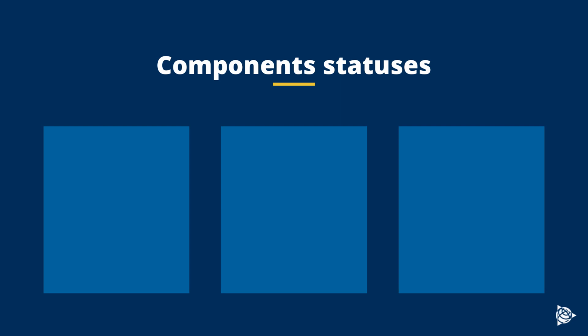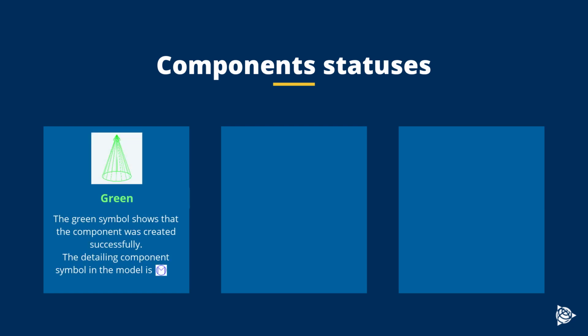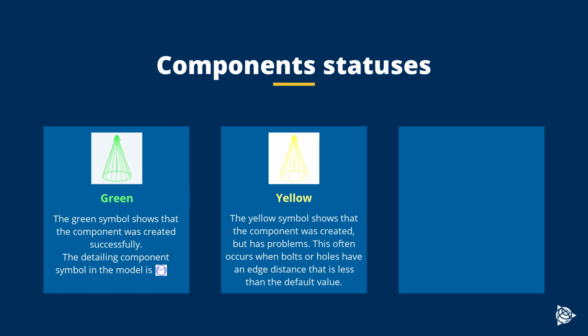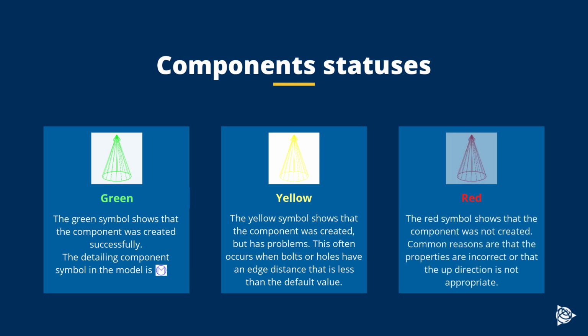When you have added the component, techless structures shows the status of the components using different colors of the symbols. The green symbol shows that the component was created successfully. The yellow symbol shows that the component was created, but has problems. This often occurs when bolts or holes have an edge distance that is less than the default value. The red symbol shows that the component was not created. Common reasons are that the properties are incorrect or that the up direction is not appropriate.